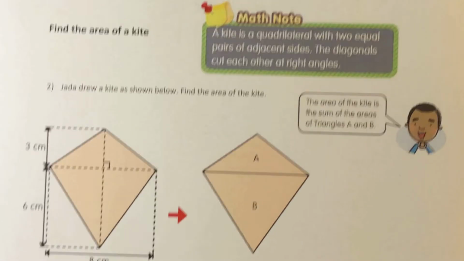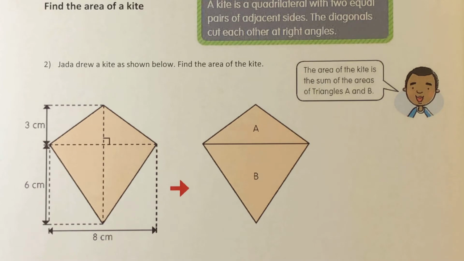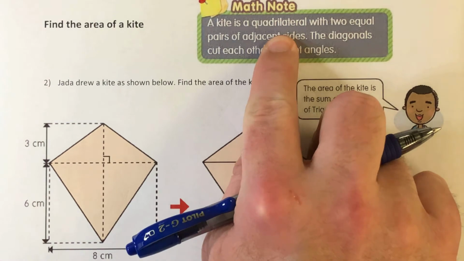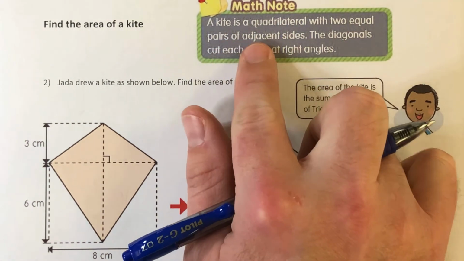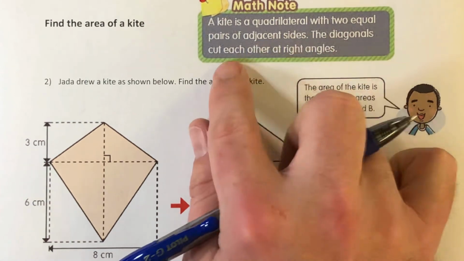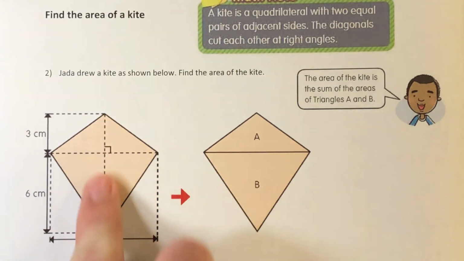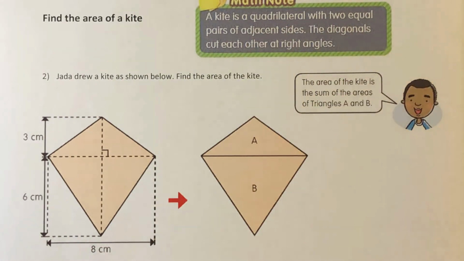All right. One more shape that we're going to go over. Kites. Kites are similar to regular polygons in that they're made up of triangles. However, not all of the triangles are identical. So what is a kite? A kite is a quadrilateral, that's just a four-sided polygon, with two equal pairs of adjacent sides. The diagonals cut each other at right angles. So if I look at a kite, the diagonals are the lines that crisscross. Adjacent means side by side, next to each other.